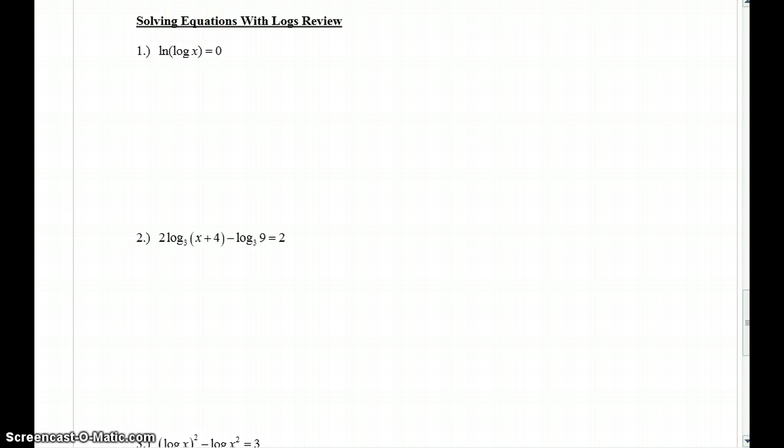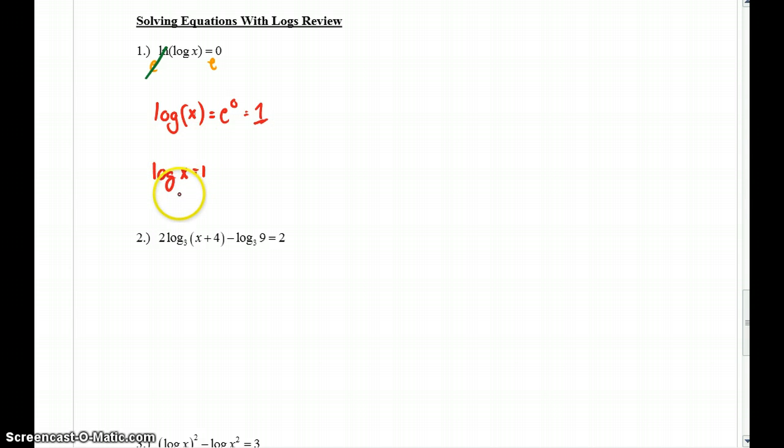One way that we can go about this is to raise everything to the e-th power. I do that because e and natural logs are inverses. These disappear, and we are left with log of x equals e to the 0, which is just 1. So log of x equals 1.